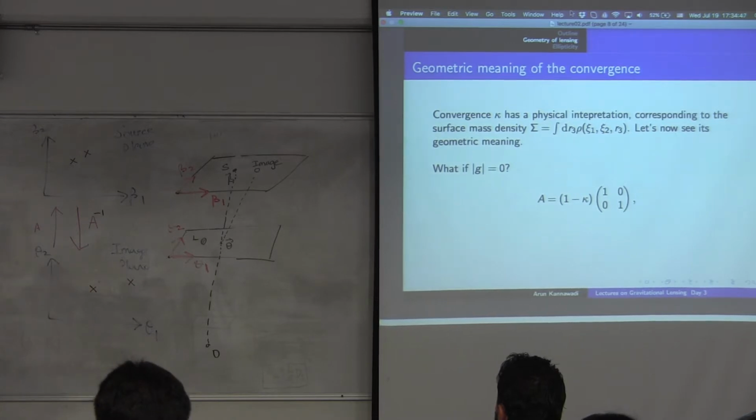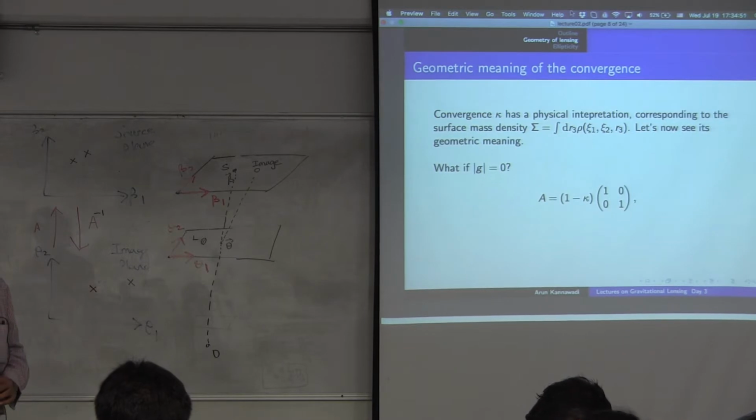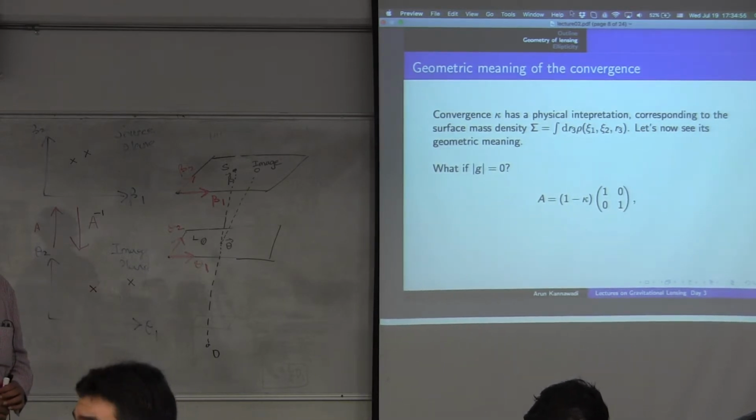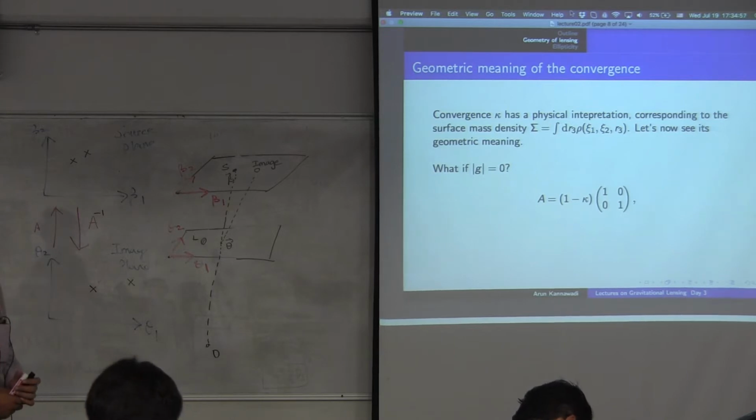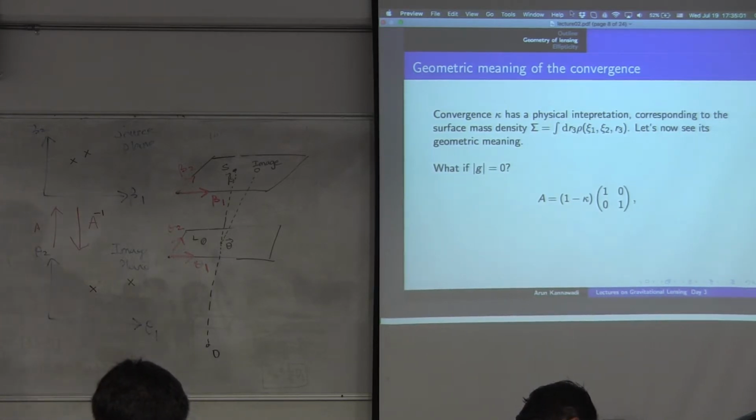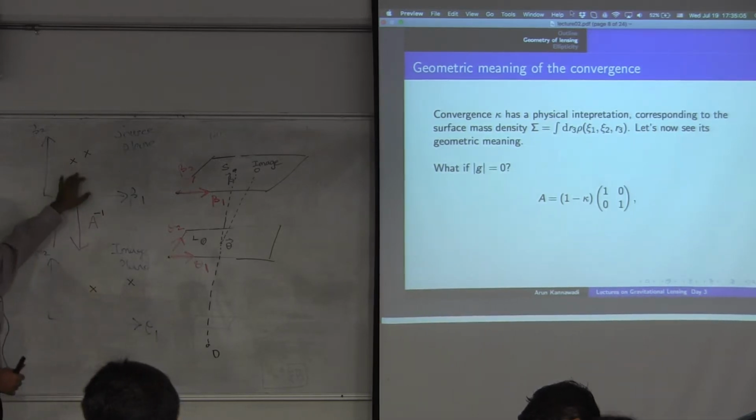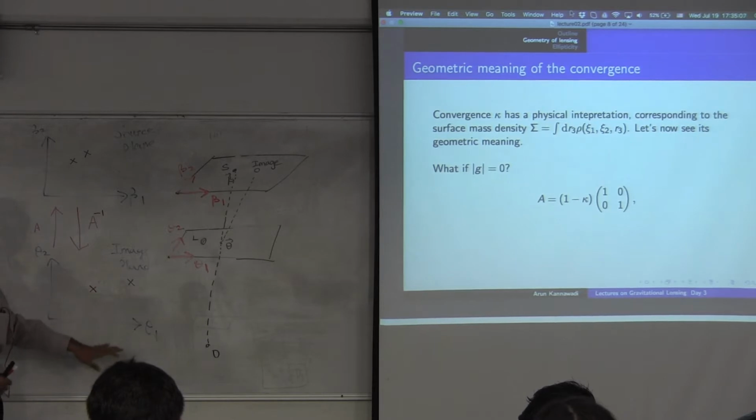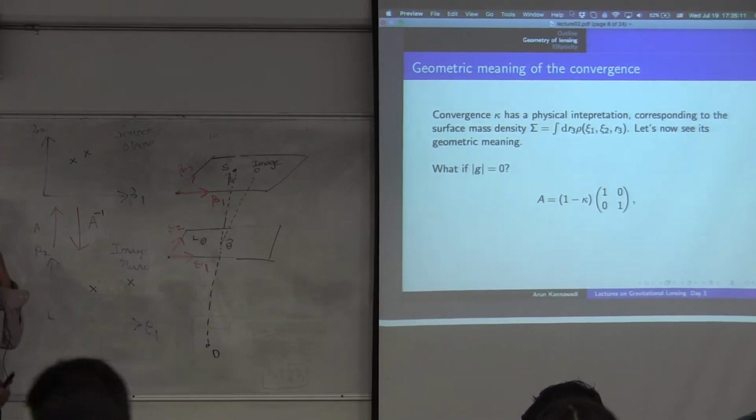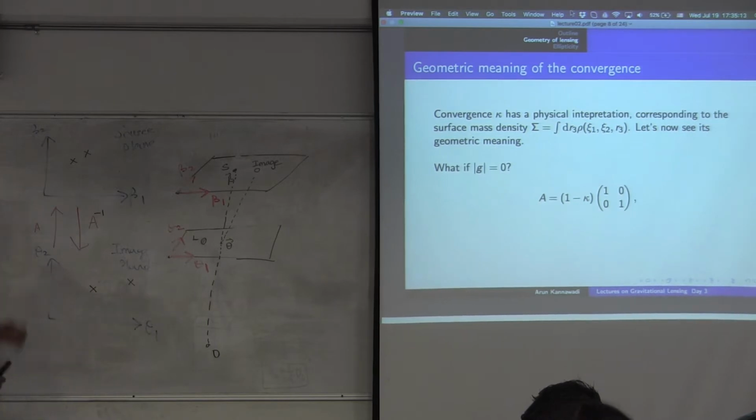Sorry, Arun. I didn't quite get why, if 1 minus kappa is less than 1, then it's a contraction. I didn't see it. Sure. But if kappa is 0, do you see that the two planes are identical? The image plane is the same as the source plane, which means you see the source where it actually is. Nothing changes at all.